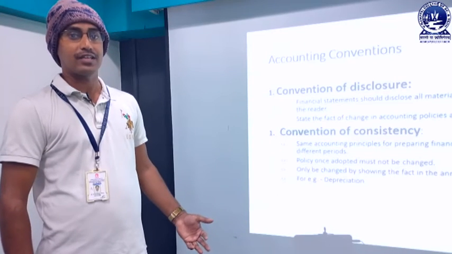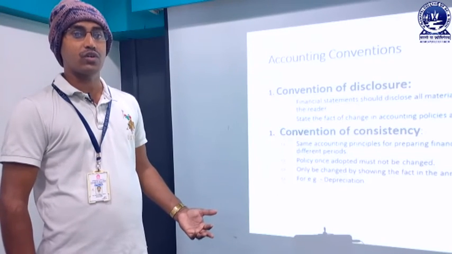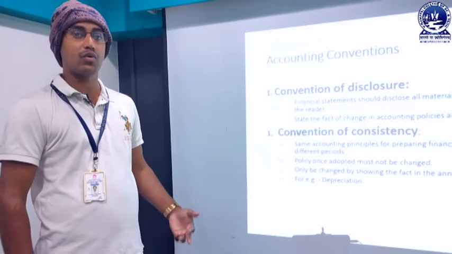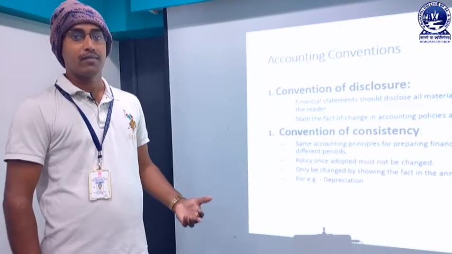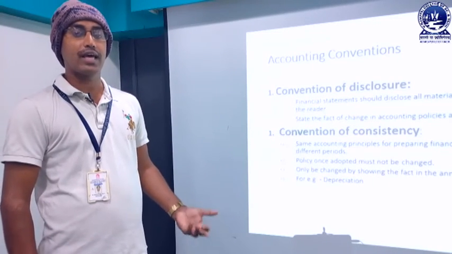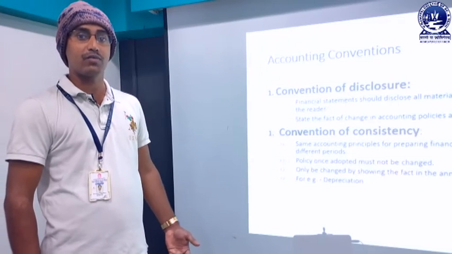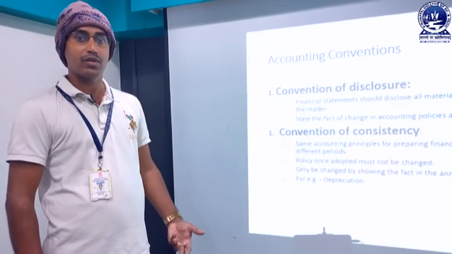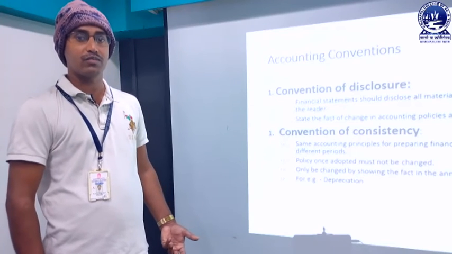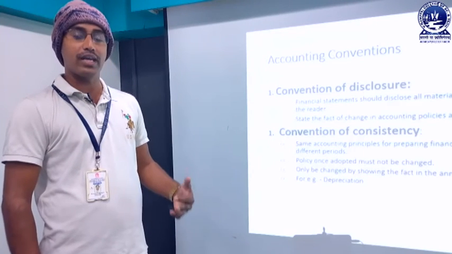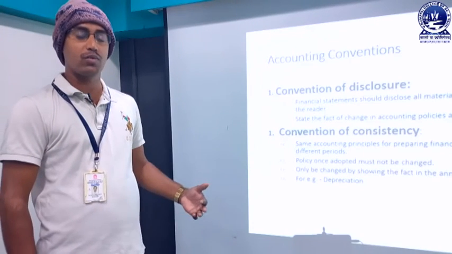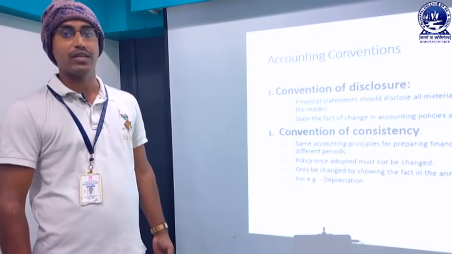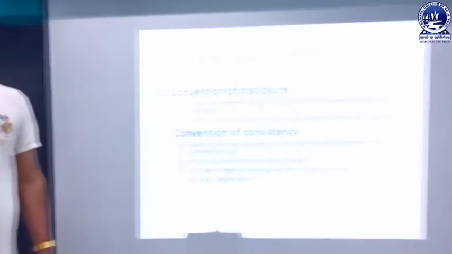Once we change it, that leads to confusion. We cannot make a meaningful comparison over several periods. For example, depreciation. There are various methods of treatment of depreciation. There may be the straight line method, the diminishing balance method, the sum of the digits method, the insurance policy method, but whenever we follow any particular method of depreciation, we must follow it over several periods so that we can make a meaningful comparison over those periods.